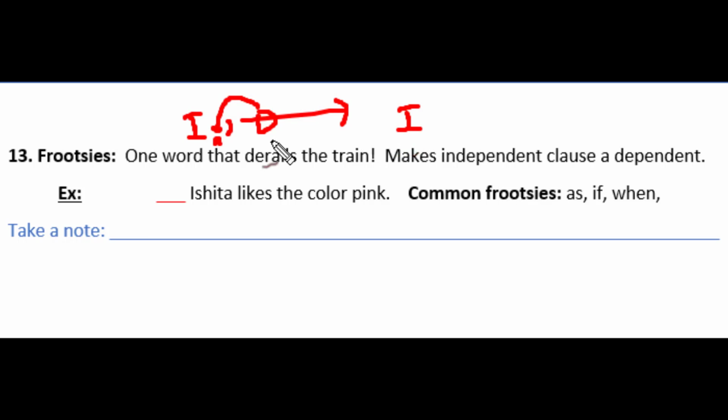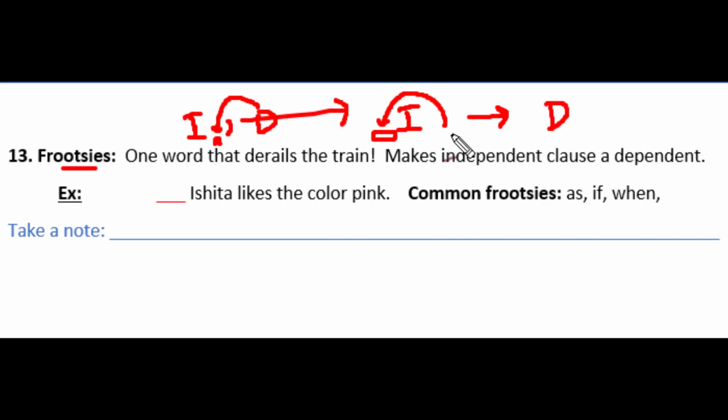Make sense? Now, a fruitsy in the movie was some crazy kid who took a purple Tootsie Roll called the Fruitsy and threw it in front of the train. When he threw it in front of the train and put it on the tracks, what happened? It got derailed. So what happens when we throw something in front of an independent clause? The independent clause gets derailed and turns into a dependent clause, all right? So now all we have to do is figure out what we throw in front of an independent clause that derails it to make it a dependent.